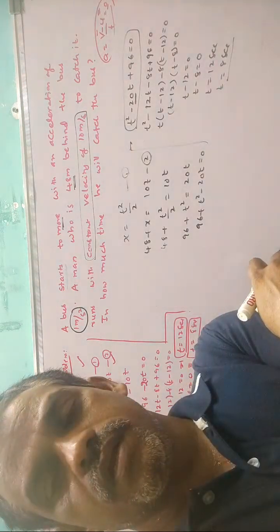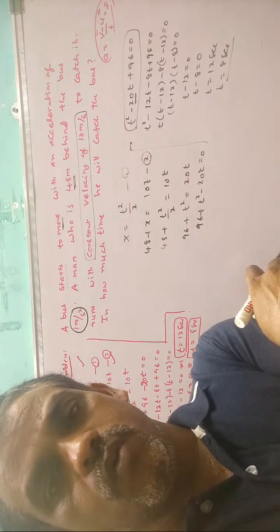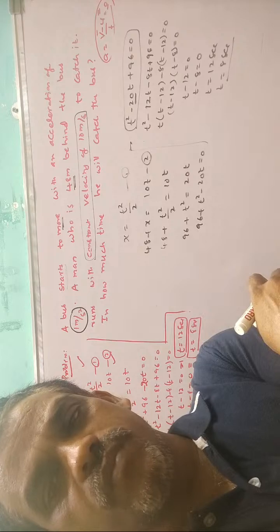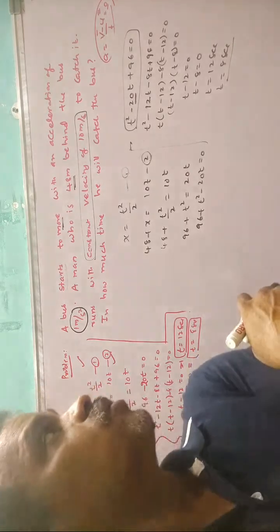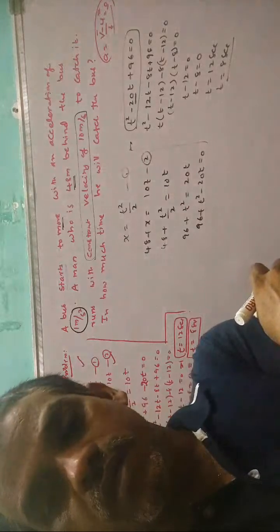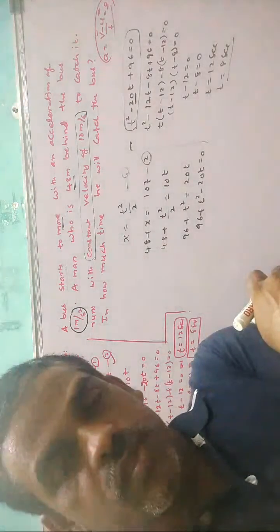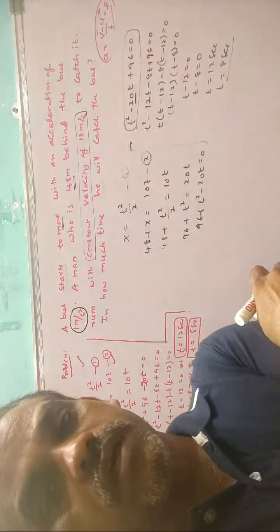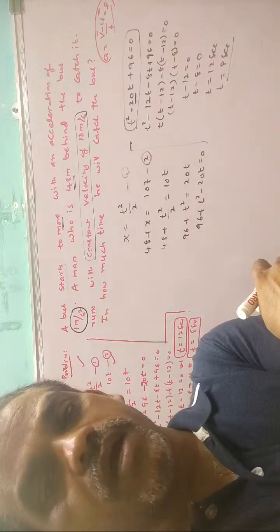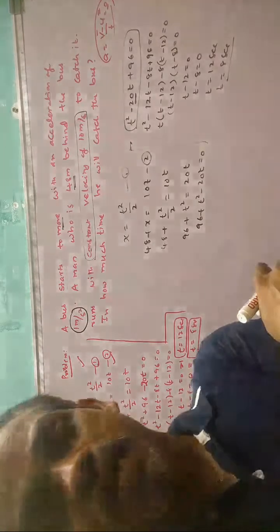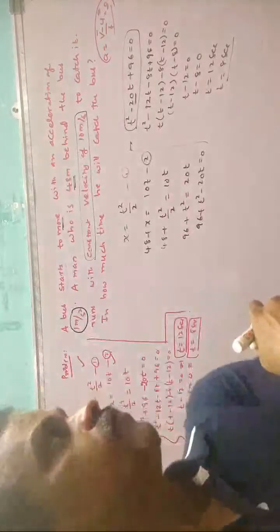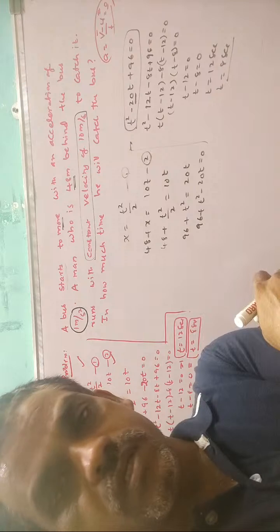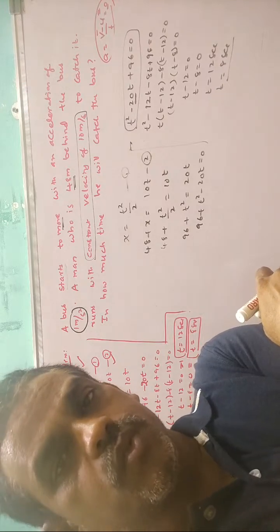In the first question, car A, car B. Car A overtakes car B, then they have to meet. At what time will they meet? That is the question. In one more question, a man is behind the bus. The bus is moving, and the man is moving to catch the bus. So where will they meet, or where will the man catch the bus? That is the question. In between, I gave one more, average displacement. Average displacement is nothing but total displacement by total time.